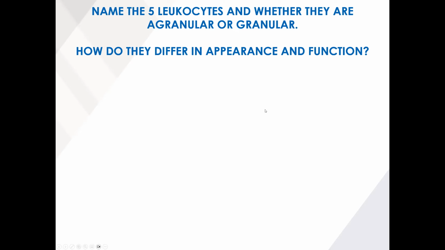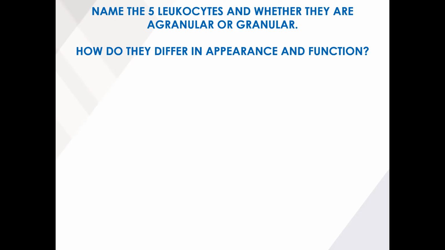Yep, so the granular ones are going to be neutrophils, eosinophils, and basophils. Perfect. And they all have "phil" in their name, so they are filled with granules. Then the other two are monocytes and lymphocytes, and they do not have "phil" in their name. They are not filled with granules, so they are agranular. So if they have "cyte" in their name, they are agranular. If they have "phil" in their name, they are granular.